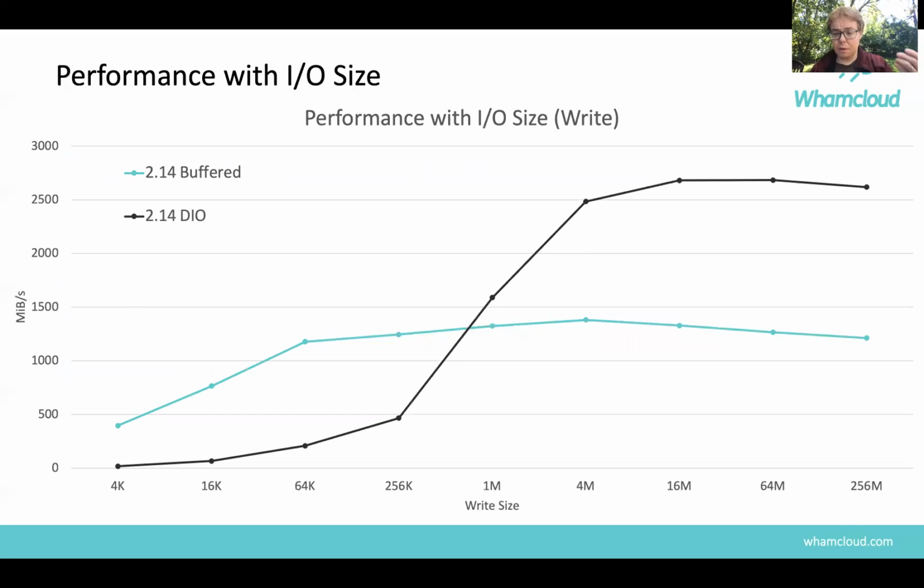So the idea is that we could keep the good behavior of buffered IO from the small sizes and have something more like the behavior of direct IO at these larger sizes.